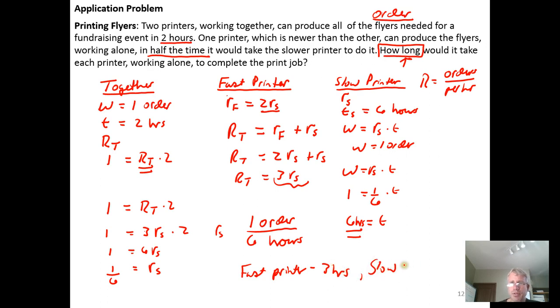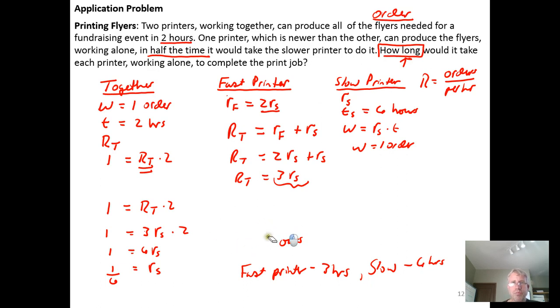Slow printer takes 6 hours. Again, I don't need to set this formula up if I think carefully about what the rate means, one order per 6 hours. The rate of the slow is telling me how long it takes to get the order done. We could calculate the rate of the fast.